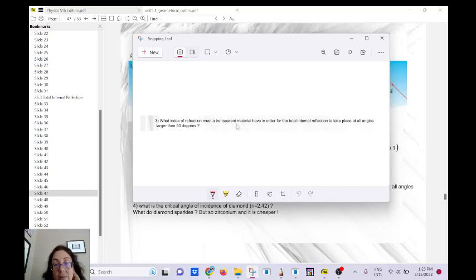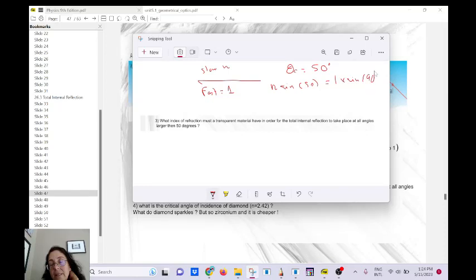What index of refraction must a transparent material have in order for total internal reflection to take place at all angles larger than 50 degrees? So you go from slow n to fast. Suppose that fast is 1 and you try to find n. That means the critical angle equals 50 degrees, so n sine 50 equals 1 times sine 90.